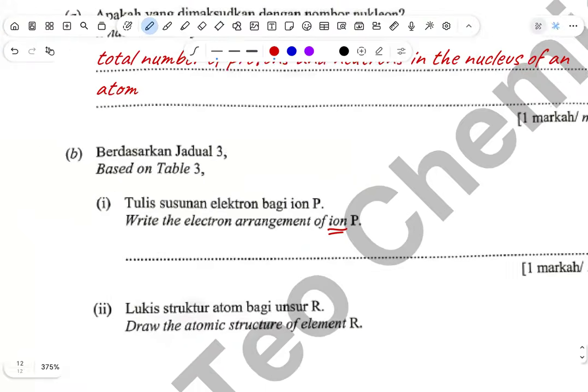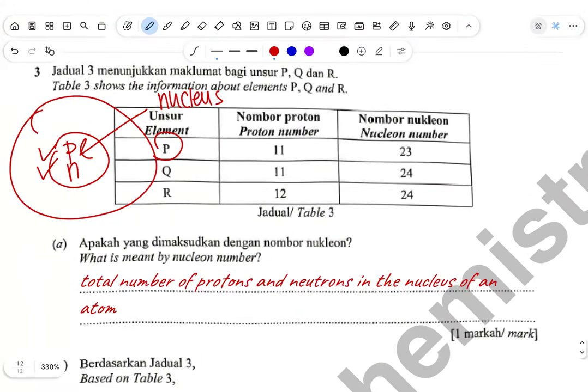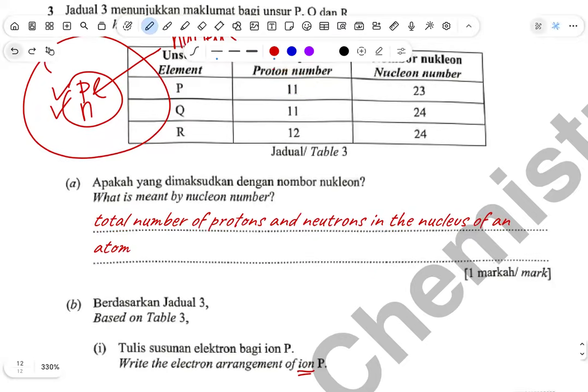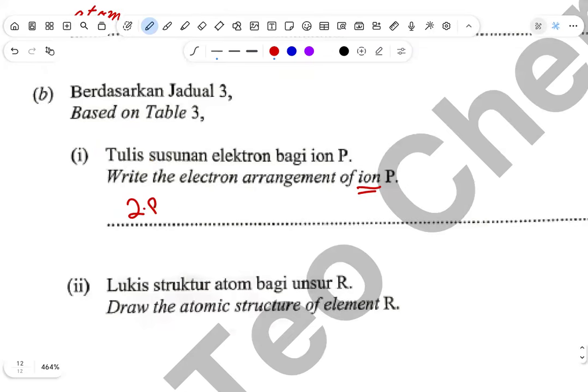Okay, example. So this is your P. Your P got 11 protons. So when the substance is neutral, the number of protons should be the same as electrons, isn't it? So 11 protons should have 11 electrons. So if you all write 281, it is wrong. 281 is correct if the question asks you to write the electron arrangement for atom P. So if they want atom, then yes, it's 281.